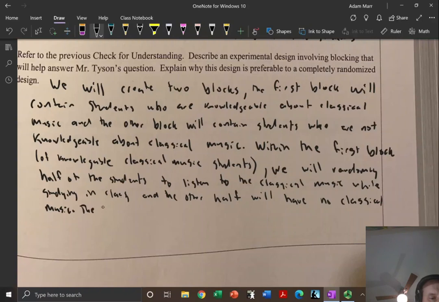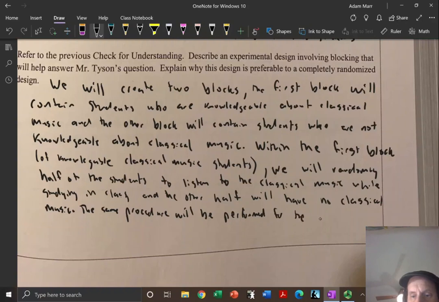All right, and the same procedure will be performed for the non-knowledgeable classical music group. And then right here, all students will take the same assessment and the average results will be compared.